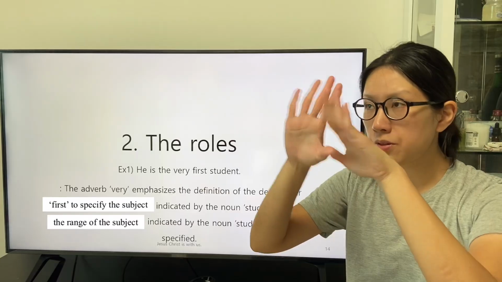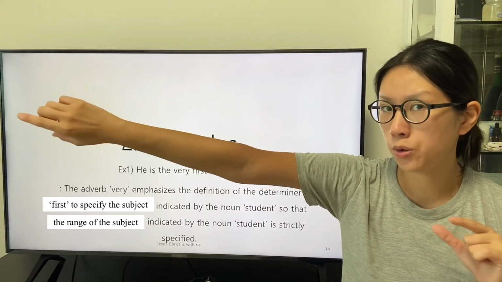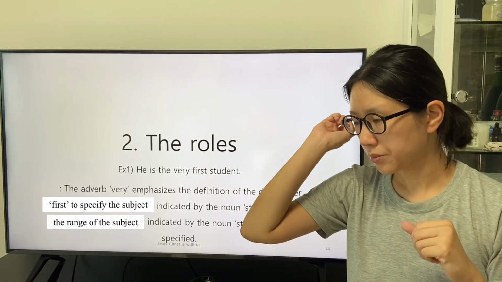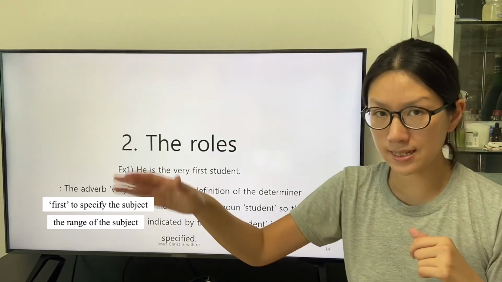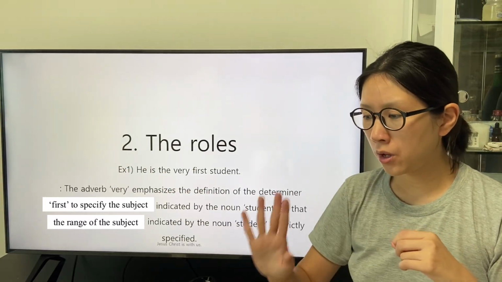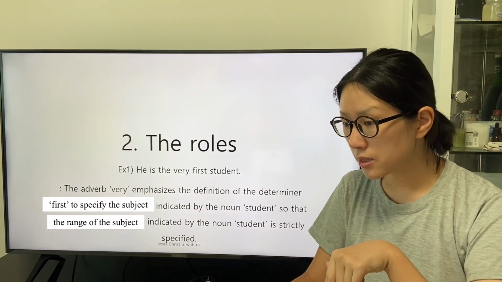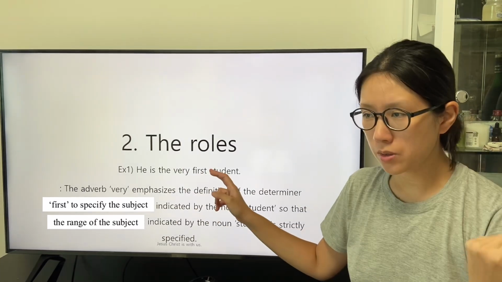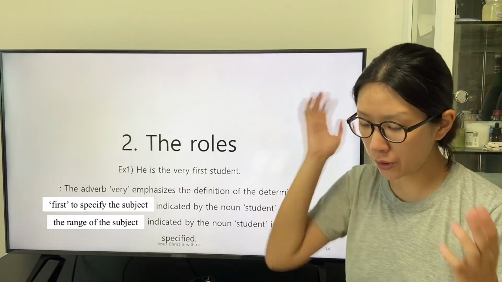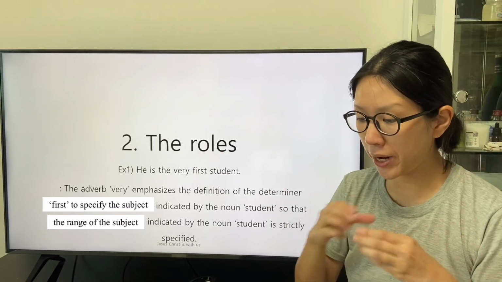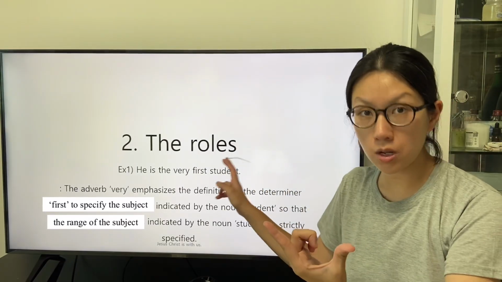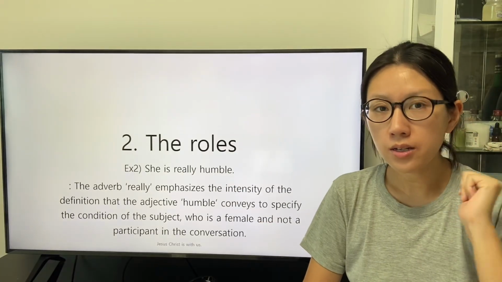So we can think of an order where the student exists. The description by the adverb very is applied to the specification for the narrow range of the subject. There is the second example.